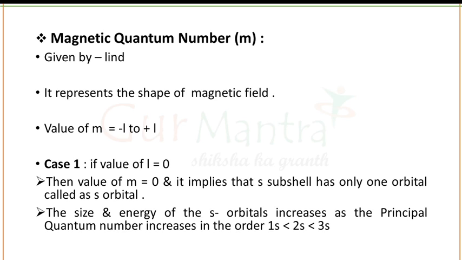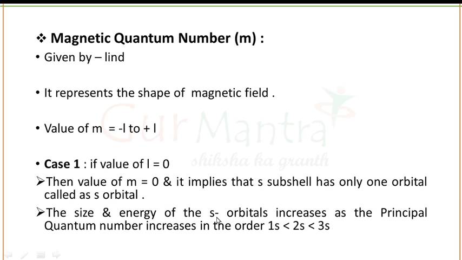Case 1 is if the value of l equals 0, then the value of m equals 0, because the value of m lies between minus l to plus l. If the value of l is 0, the value of m should be 0. It implies that the subshell is s, because you know that the value of l equals 0 for s subshell, and s subshell has only one orbital called s orbital.